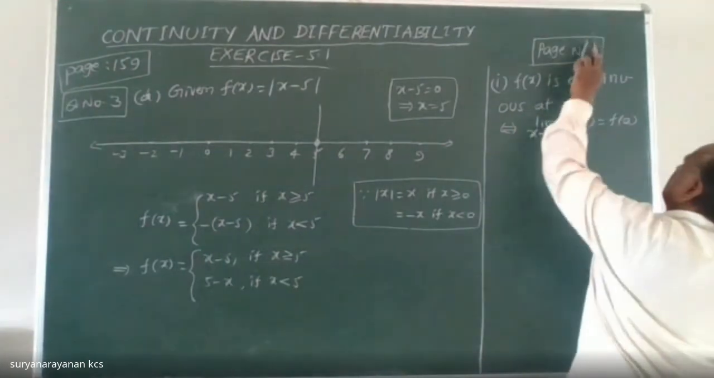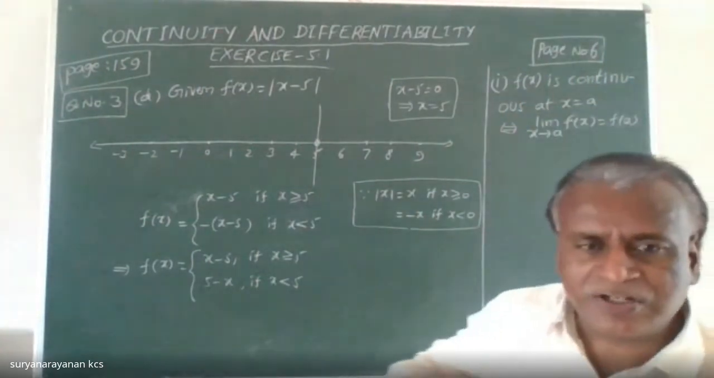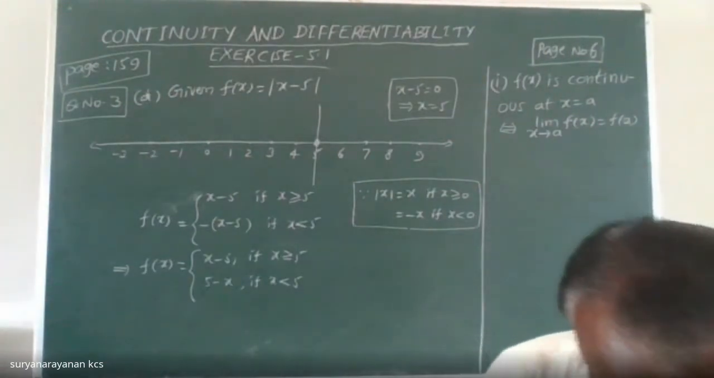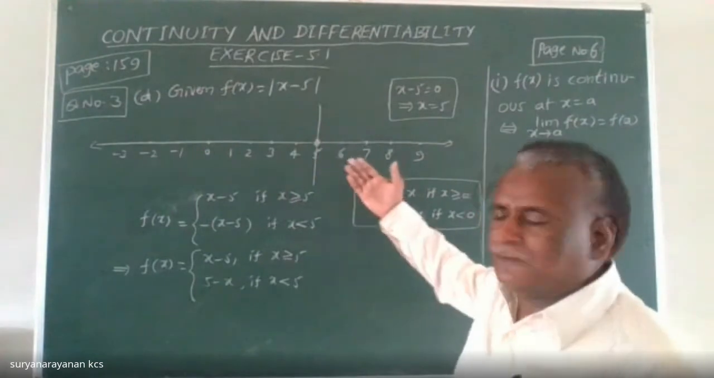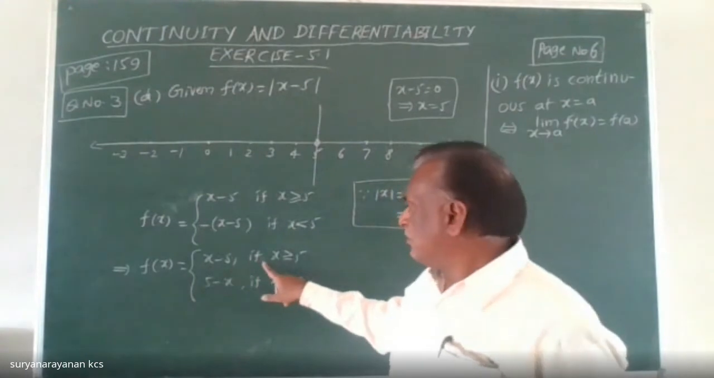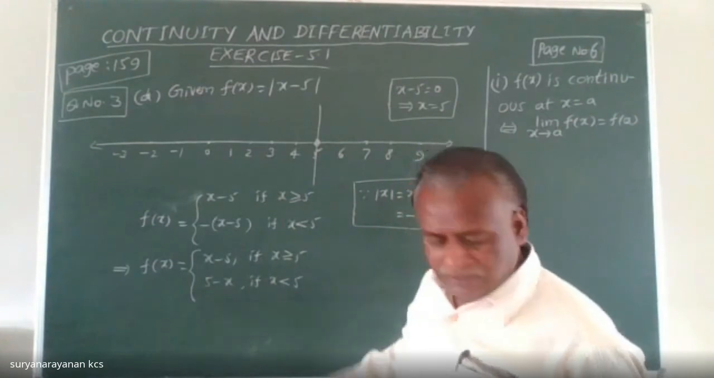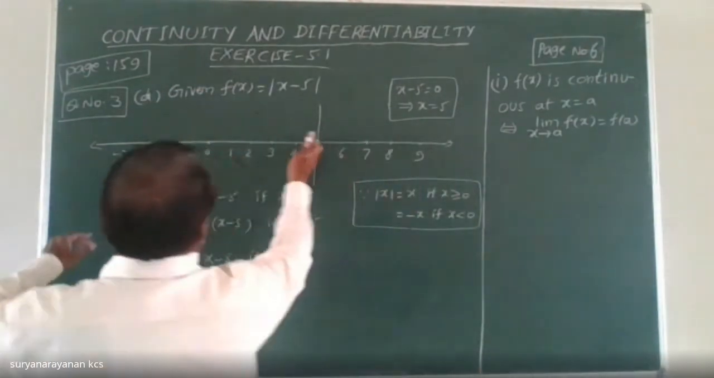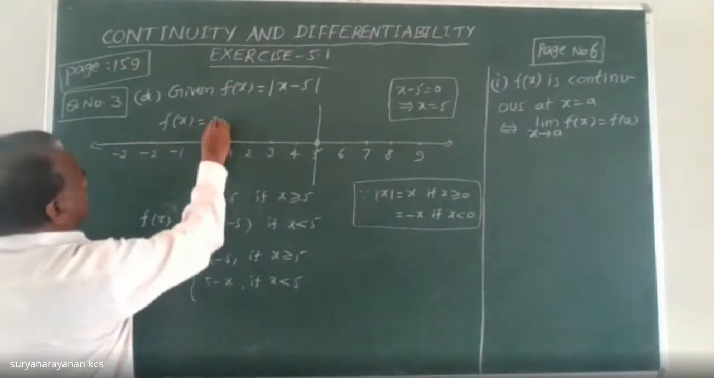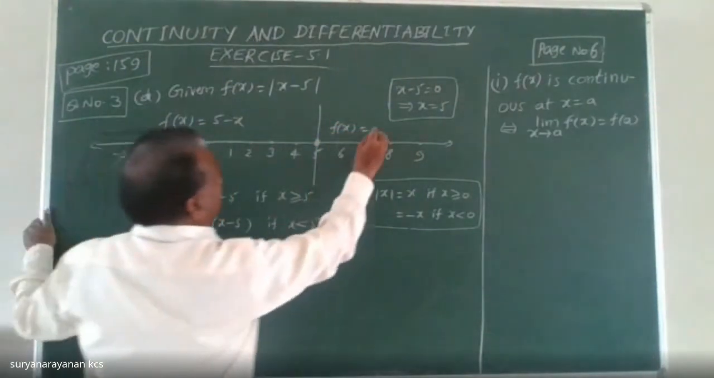Now take the screenshot of this page number 6. We have not started verifying the continuity of this function. We have not started that part. We have just rewritten the given function as f of x is equal to x minus 5 if x is greater than 5 and f of x is equal to 5 minus x if x is less than 5. So in this interval f of x is 5 minus x, and in this interval f of x is equal to x minus 5.